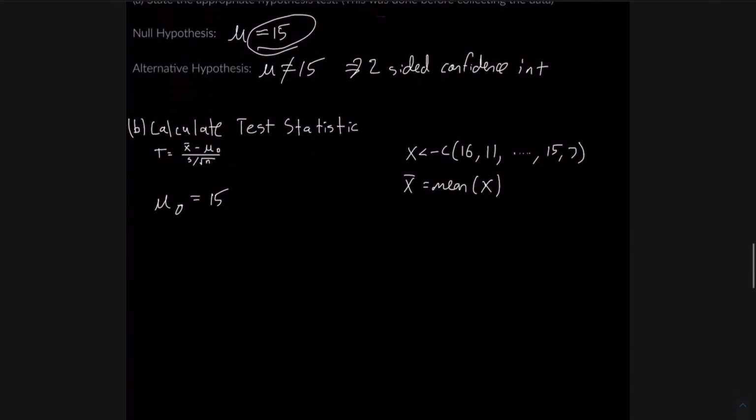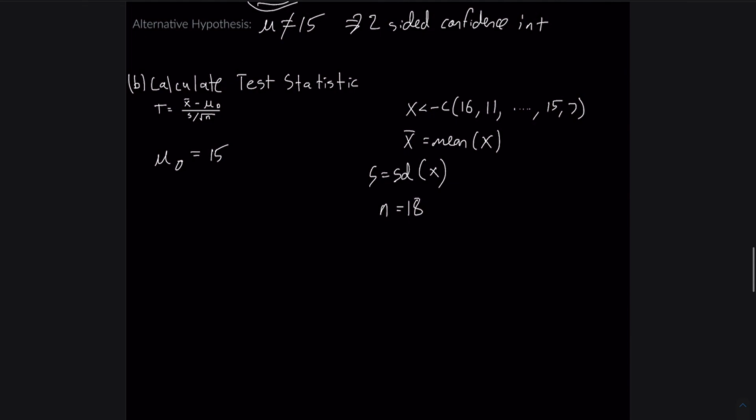And then let's see, we would need to find our s. So s equals the standard deviation of our variable. And then our n, we've already said, equals 18. So the only thing left to do to calculate the test statistic is plug all this in. The mean is 12.611, and then our mu naught is 15, over the standard deviation, which is 3.2565, over the square root of 18. And this all comes out to negative 3.1123. There you go. That's that problem.